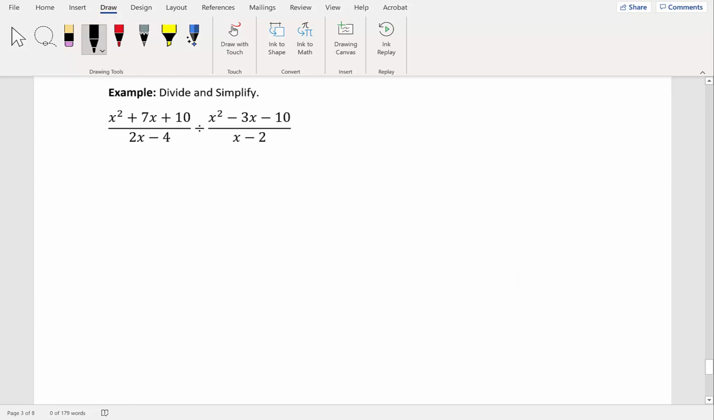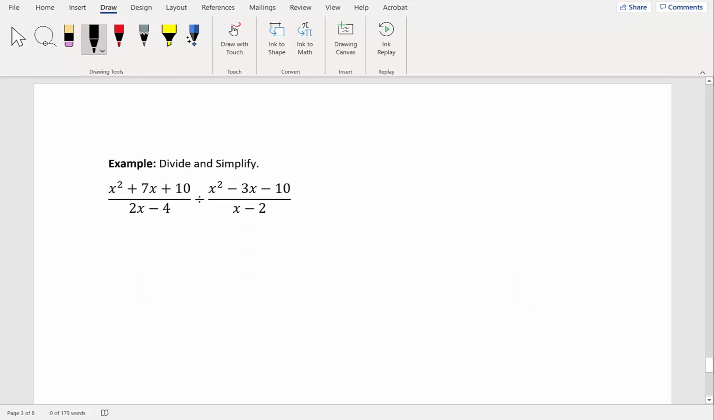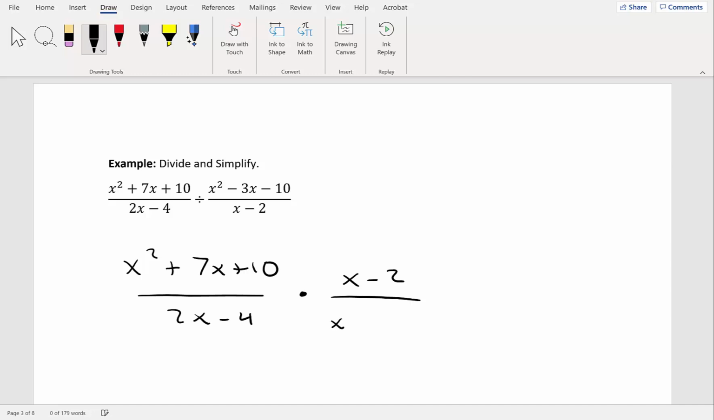Okay, one last problem. So divide and simplify. So let's go ahead and rewrite this into multiplication. So you have x squared plus 7x plus 10 all over 2x minus 4. And then division, change to multiplication. And then flip the second fraction.